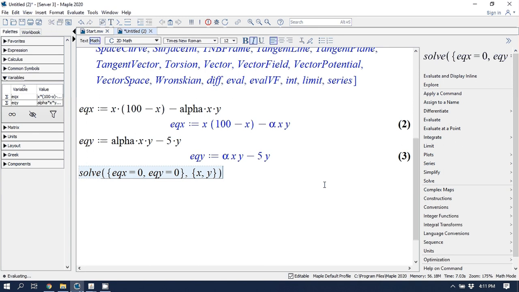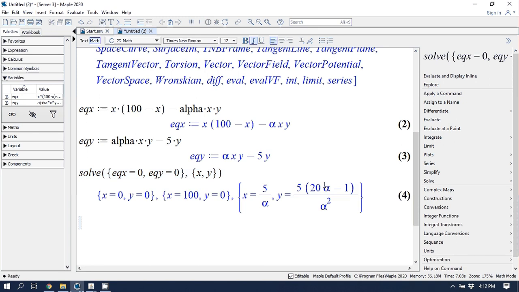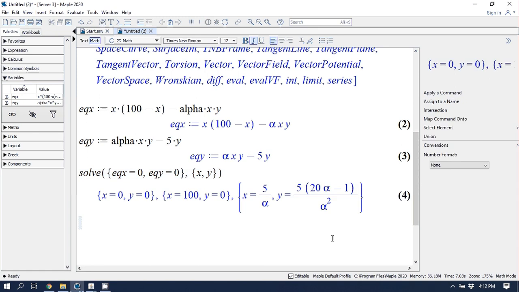Hit enter, and we have the solutions that we already computed on paper. So 3 equilibrium points: (0, 0), (100, 0), and (5 over alpha, ...), and if you multiply by 5, if you distribute, this is going to be 100 alpha minus 5.